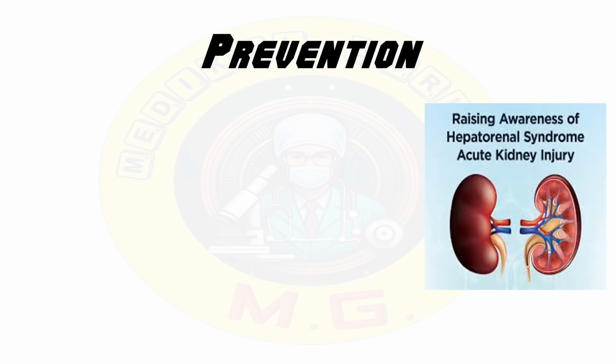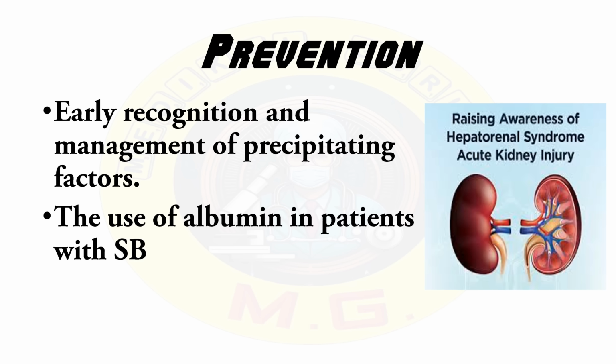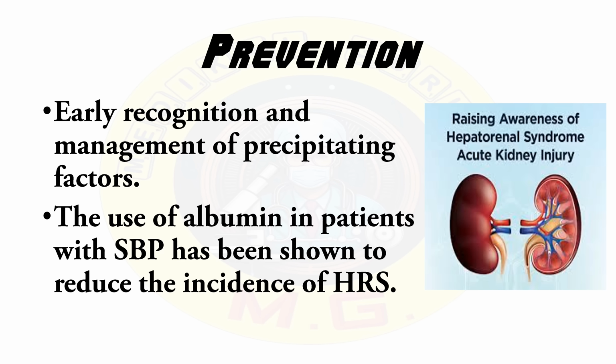Prevention of hepatorenal syndrome focuses on early recognition and management of precipitating factors such as spontaneous bacterial peritonitis and gastrointestinal bleeding. The use of albumin in patients with spontaneous bacterial peritonitis has been shown to reduce the incidence of hepatorenal syndrome.